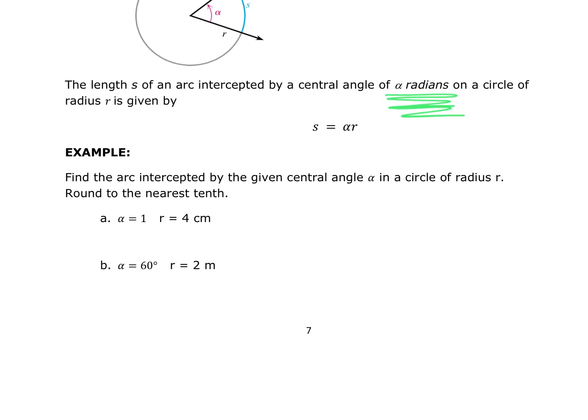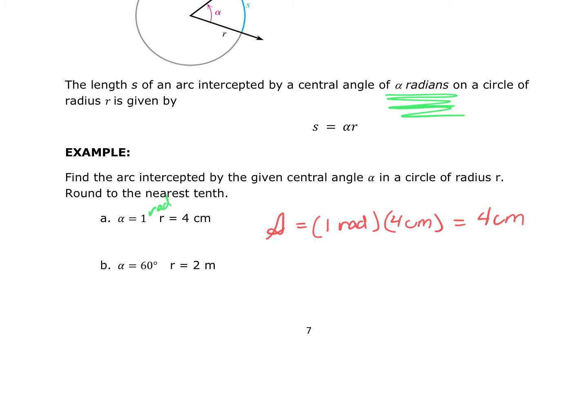So let's take a look at our first example. I have alpha equal to 1 radian and my r is equal to 4 centimeters. They're asking for my arc length, and I need to make my s cursive because otherwise my s looks like a 5. So s is equal to my angle, 1 radian, multiplied by 4 centimeters, and my final answer is just 4 centimeters.